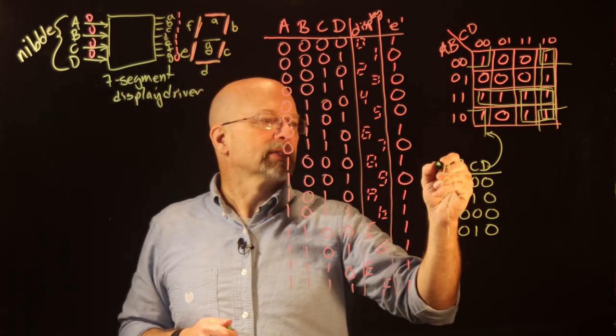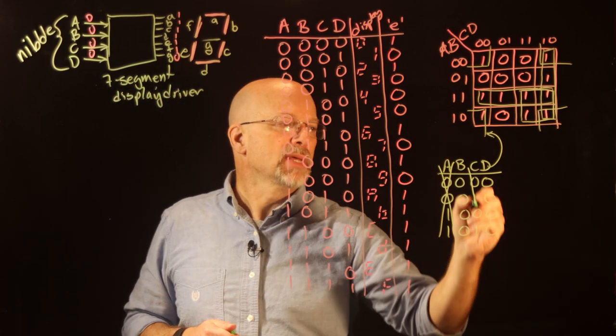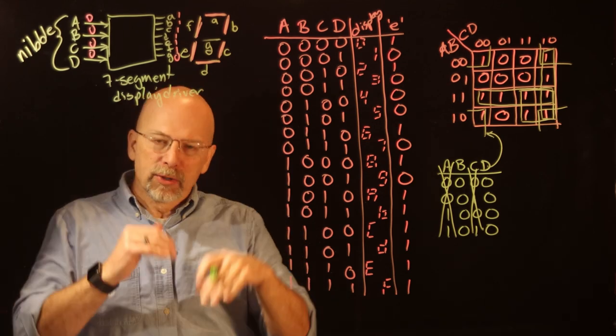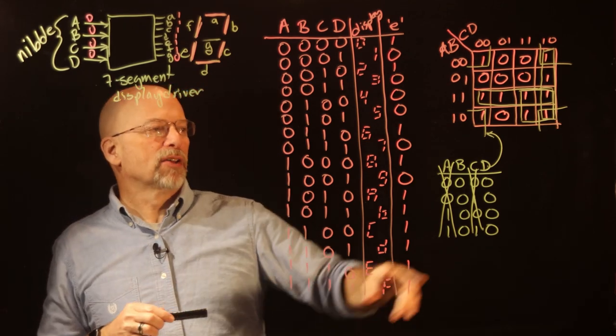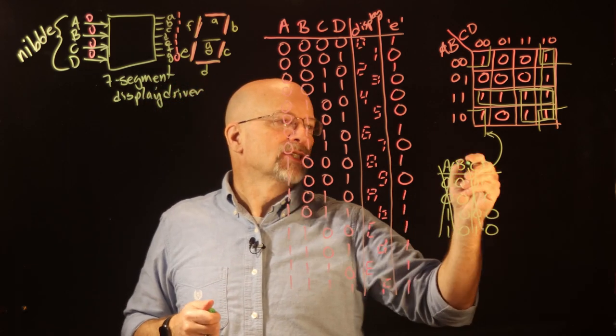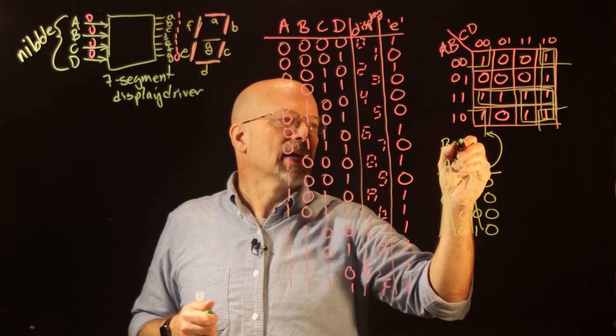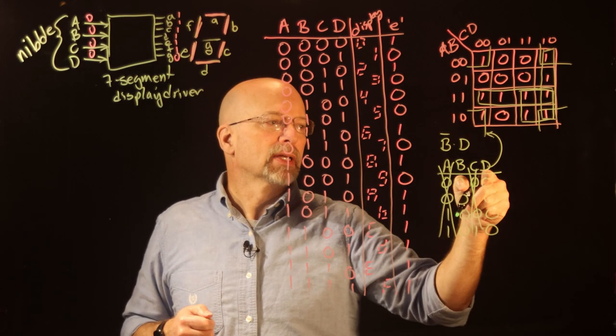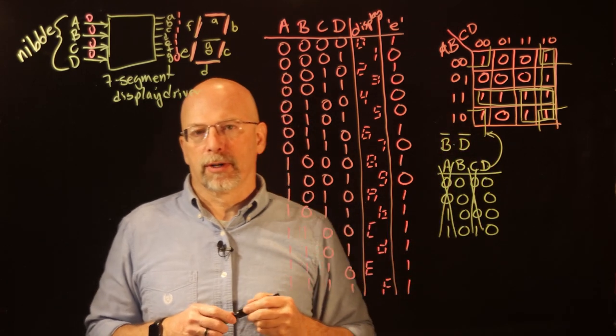Well, what drops out is A and B, and C, because remember, what we're looking for is the variables that will take on every possible value while other variables stay constant. And what we're left with is B anded with D. B is a 0, so it gets inverted. D is a 0, so it gets inverted. All right?